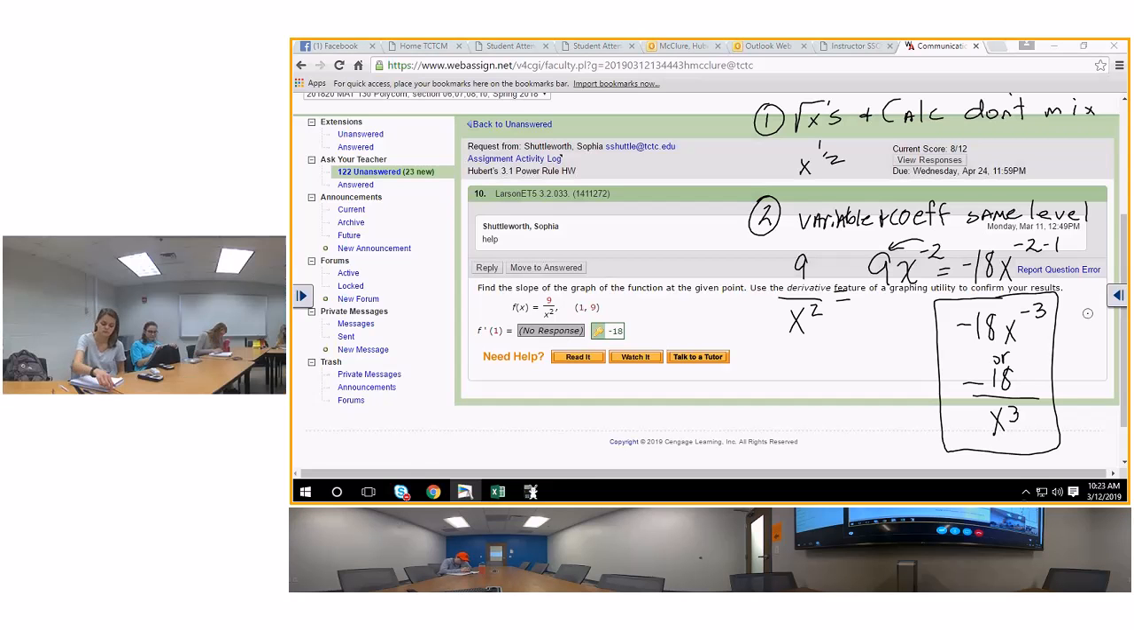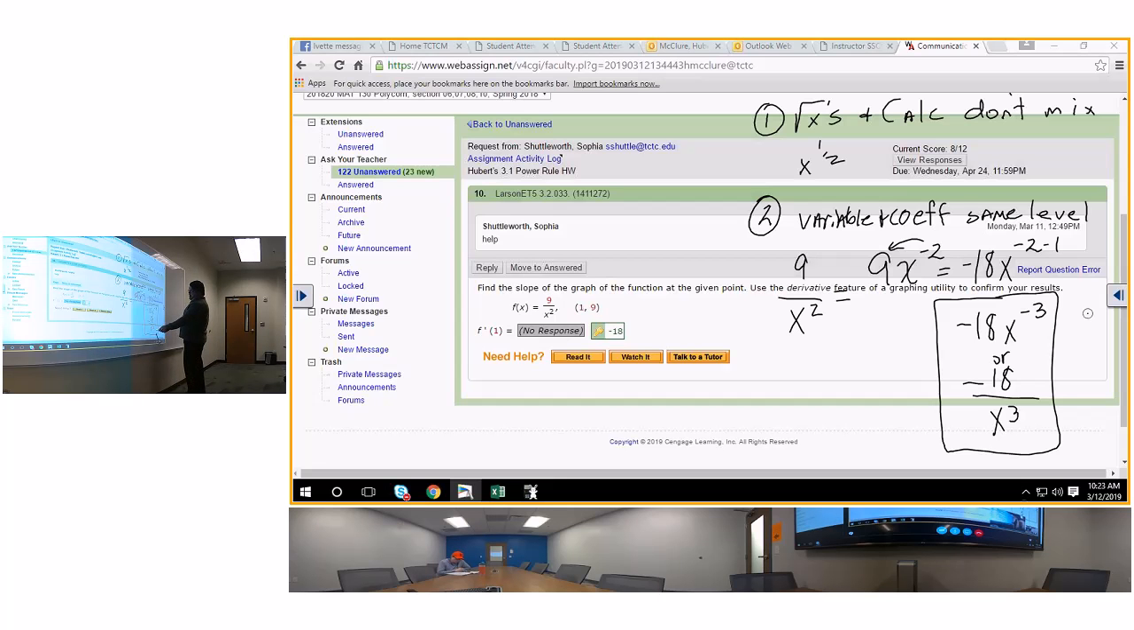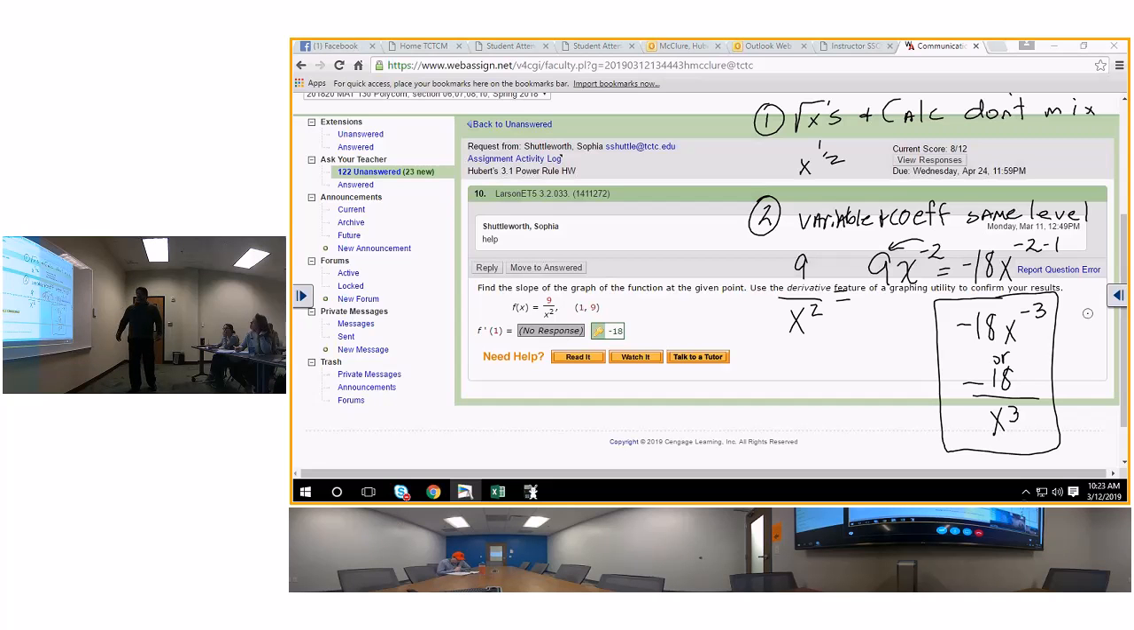Now, if you plug in 1 into this, what are you going to get? What's negative 18 over positive 1? Negative 18.